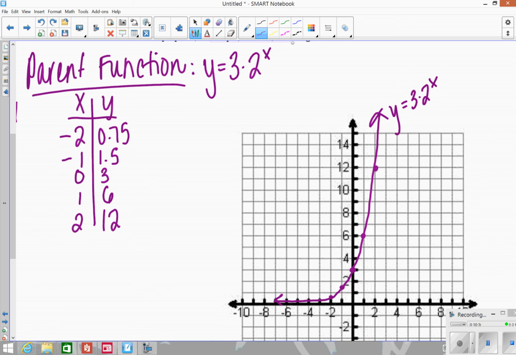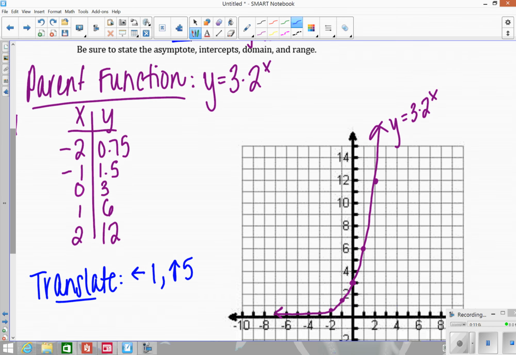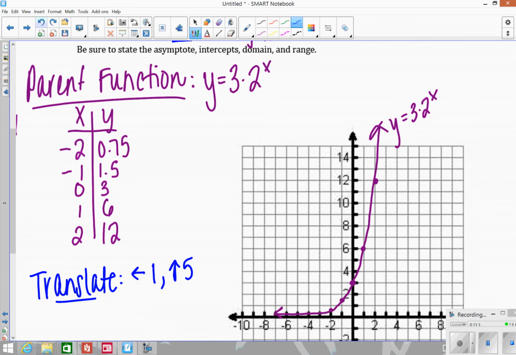And now what we're going to do is figure out the translation. So the translation for this, if you think about HOVI, the horizontal is the inside. So that's going to tell me it's positive, so we do the opposite. So we're going to go left 1. And then the VO, vertical outside, we're going to go up 5. So we're going to take each of those key points and shift them. So each point left 1, up 5. So left 1, up 5.